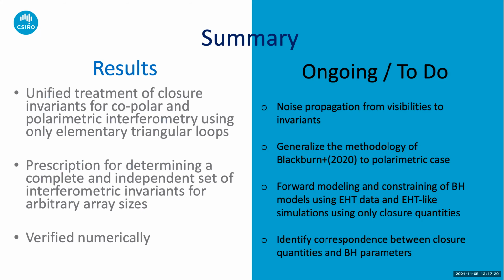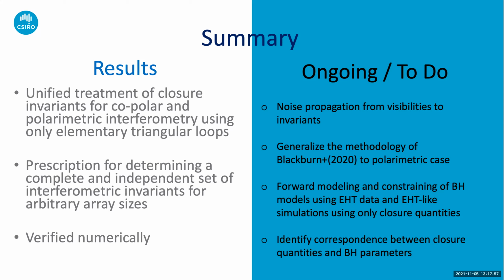So in summary, we've basically at the moment tried to unify the treatment of closure invariance for both copolar and polarimetric interferometry using only elementary triangular loops. We don't need quadrilateral or higher order loops. Everything else can be handled by just using triangular loops. And we've tried to provide a consistent prescription for determining a complete and independent set of closure invariants for arrays of arbitrary sizes and for polarimetric measurements as well, and it has been verified numerically.